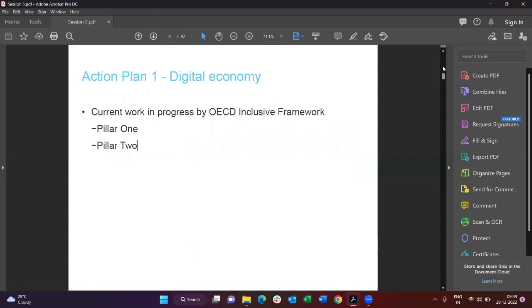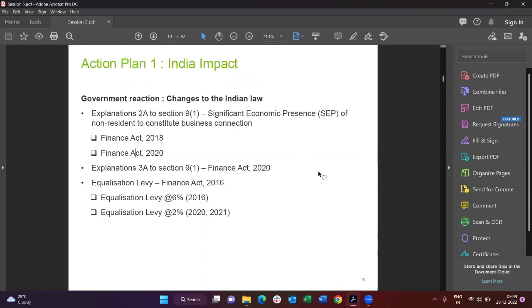As I said, the OECD inclusive framework is still working on Pillar 1 and Pillar 2 to address the challenges of the digital economy. Before this work in progress itself, India has taken steps and it was the pioneer in introducing equalization levy. As we also saw equalization levy in our earlier sessions, can anyone say what it is? To tax digital transactions, online advertisement and e-commerce operators.